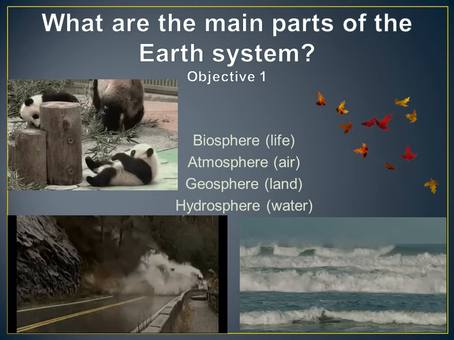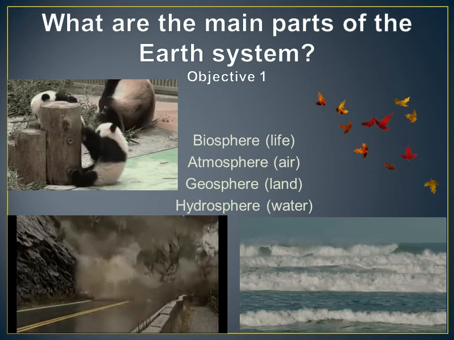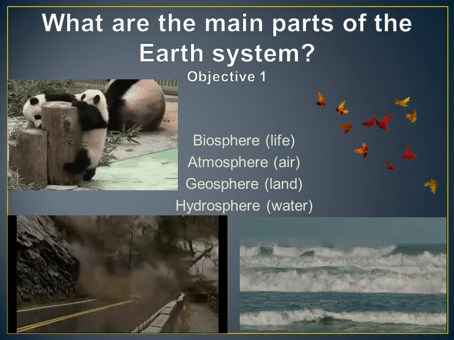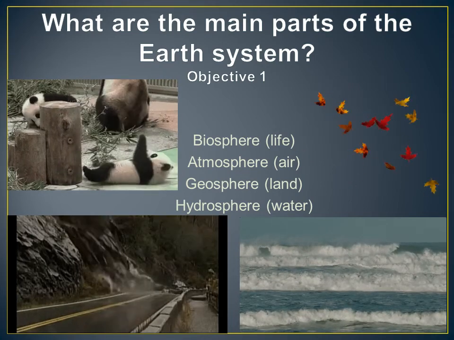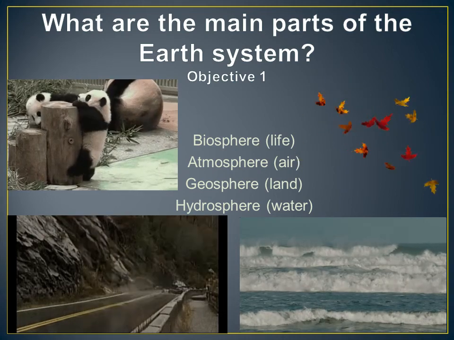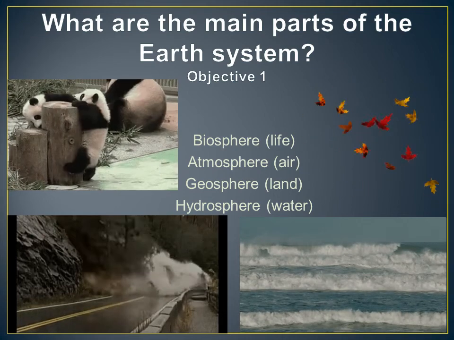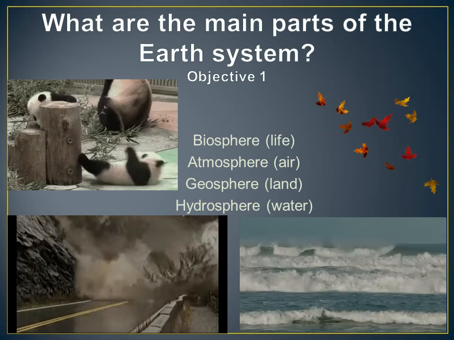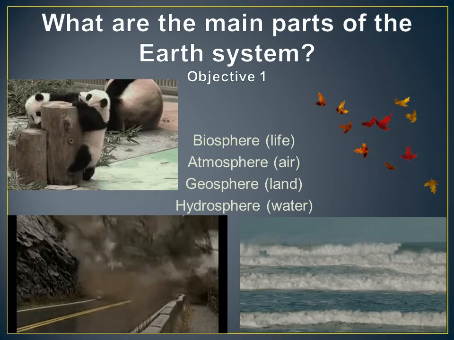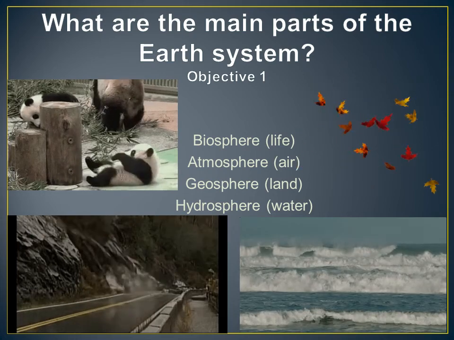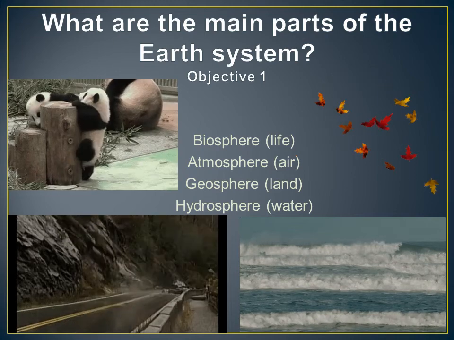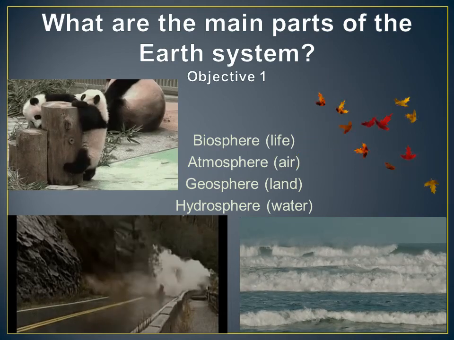Now again, I want you to remember that all of these spheres work together as a system. Yeah, we might have 4, okay? Air, water, land, and life. But they would not be able to function without each other, okay? We would not be able to live without air and water and earth, okay? That's the most important thing to keep in mind.